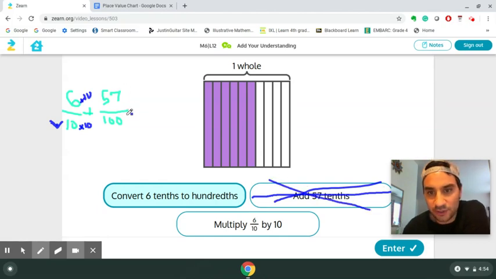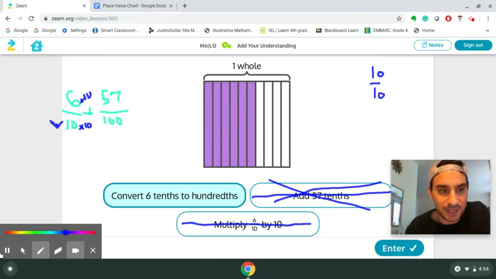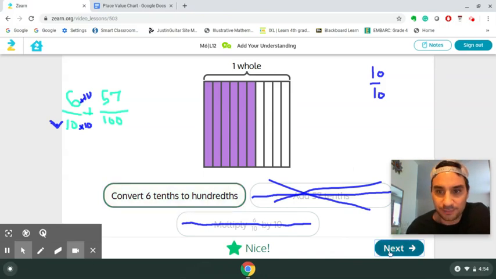Because in order to do that, I would have to divide 100 by 10, and I can't divide 57 by 10 here. And then I can't multiply 6/10 by 10. I could multiply it by 10 over 10, like we did here, but I can't just multiply it by 10, so that won't work either. We're going to convert 6/10 to hundredths. Nice job.